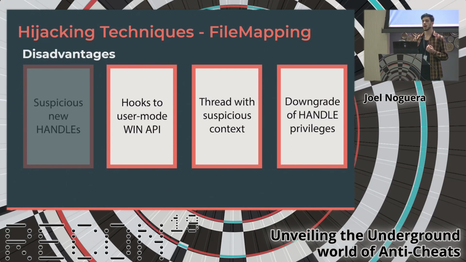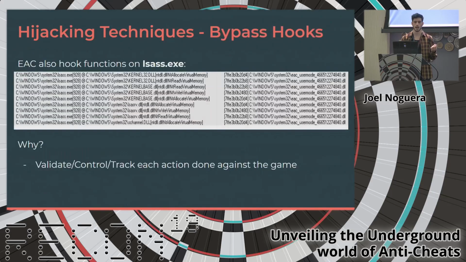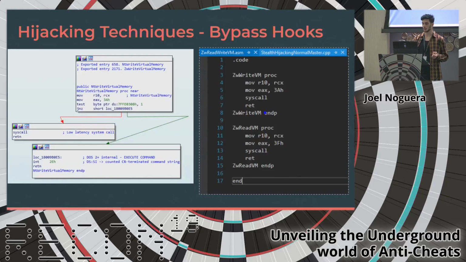Now, the second problem we have is that anti-cheats usually hook all the user mode Win APIs. Here we have an example of EasyAntiCheat, where they inject a DLL inside of Else's, and the main purpose of this DLL is to hook all the Windows functions that are used to read and write memory of a process. For example, here it is hooking NtReadVirtualMemory, NtWriteVirtualMemory, and NtAllocateVirtualMemory. So when you call any of these APIs, they take control of what's going on and validate if you're doing something that is not expected.